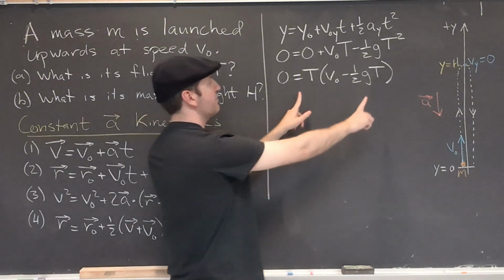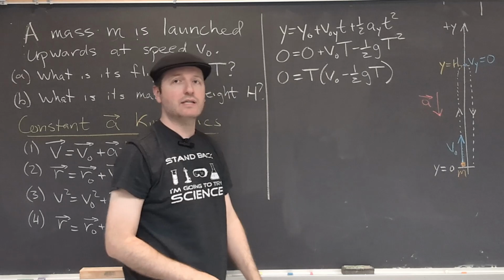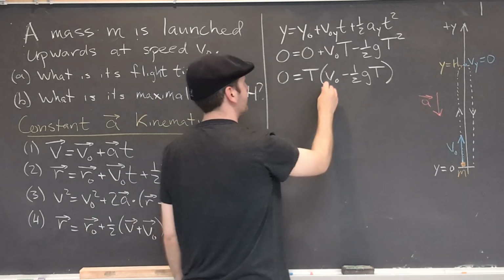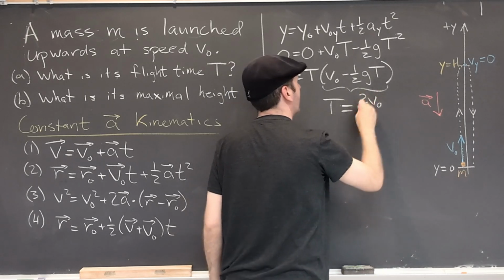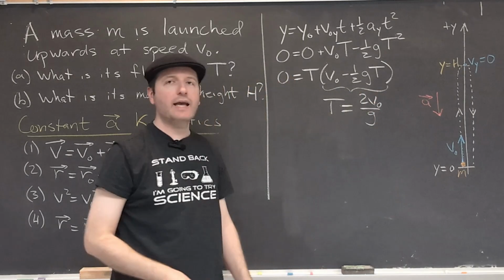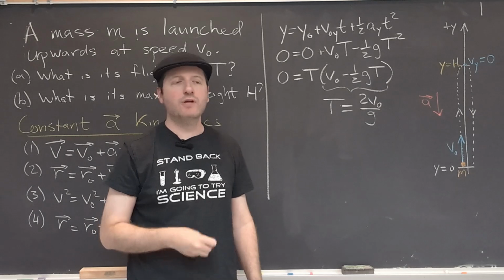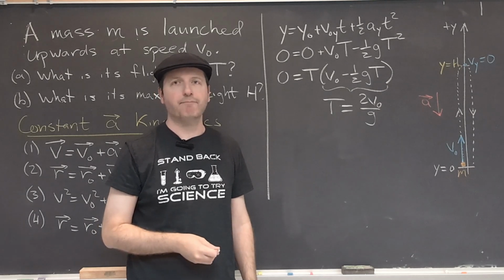But we're more interested in this factor that's in parentheses. When that equals 0, we again get our previous result. So there's a second way that we can calculate the time.